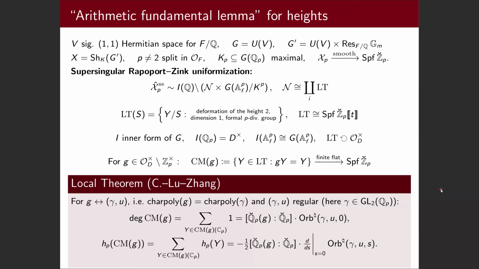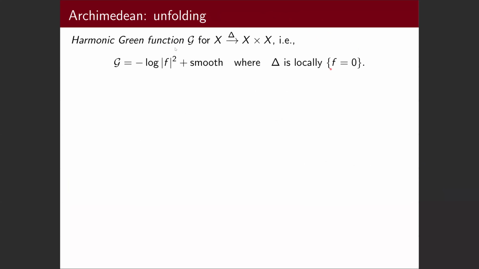Okay, so if not, then in the remaining time, I will quickly sketch what we do at the Archimedean place, where we need to prove something as well. So first, I should say, what is this Archimedean intersection number? Now we forget completely about those heights of CM p-divisible groups and start doing some analysis. I need to consider a harmonic Green's function. So this is my 𝒢 for the diagonal class.